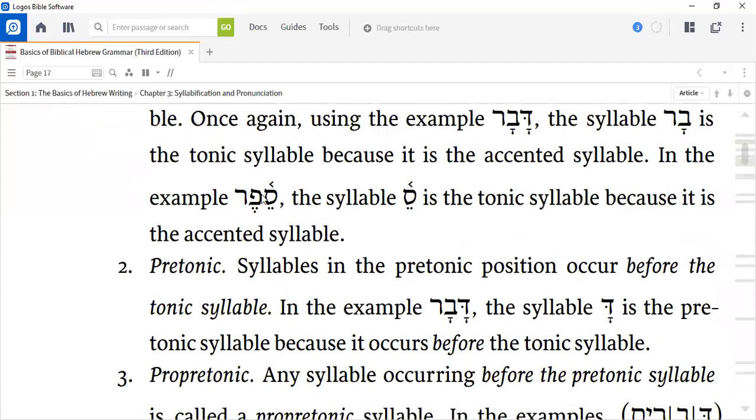Just as an example here, sefer. Okay, so it looks like two different E-class vowels. You have the tzeri and your segol. That being said, we're pronouncing them both the same. So we're going to say sefer.